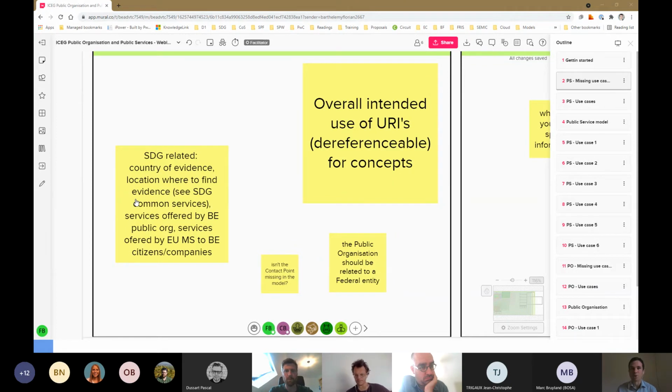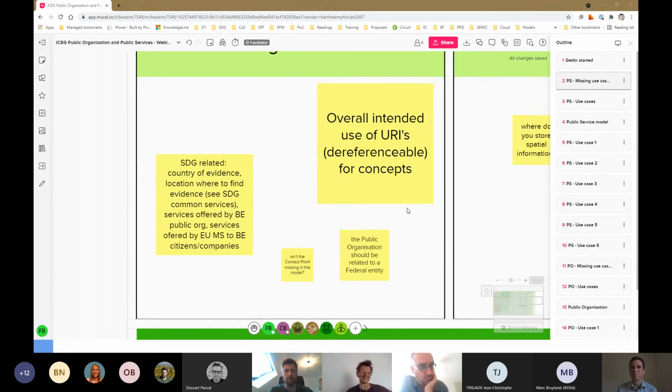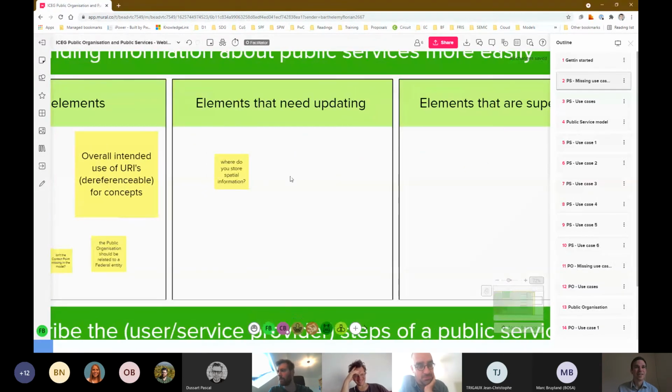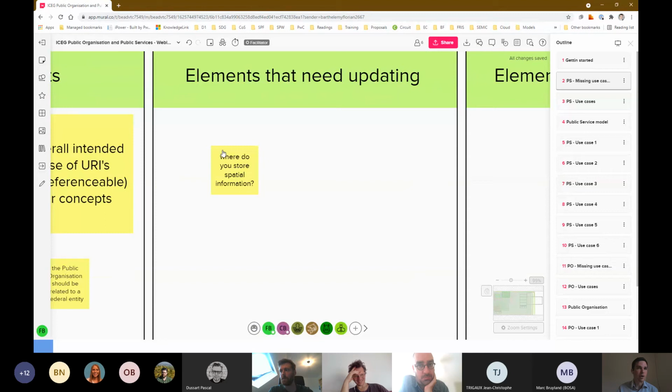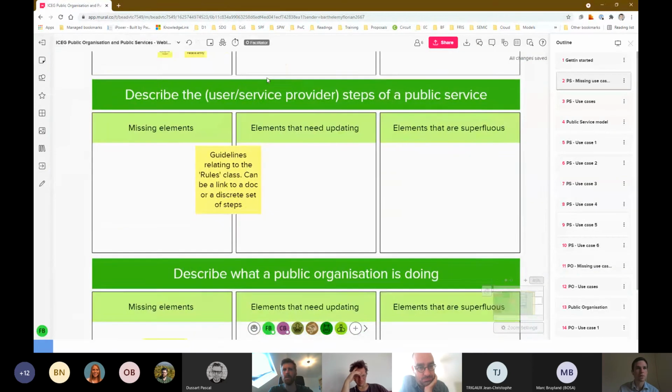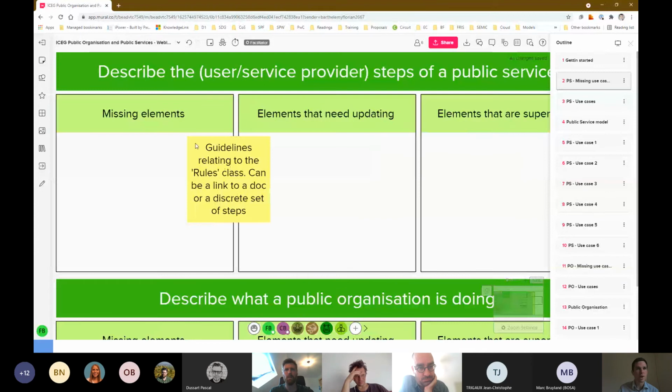For those who are not used to all those acronyms, I hope it's still bearable. The spatial information, I think, yeah, we discussed it. Let's continue indeed. Guidance related to the rules.